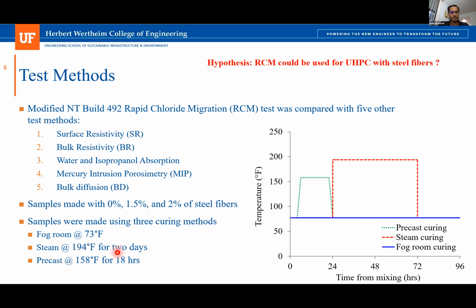For the precast, after 4 hours from the mixing, we placed the samples in their molds in the oven at 158 Fahrenheit for 18 hours. After 18 hours, we demolded them and put them in the fog room.